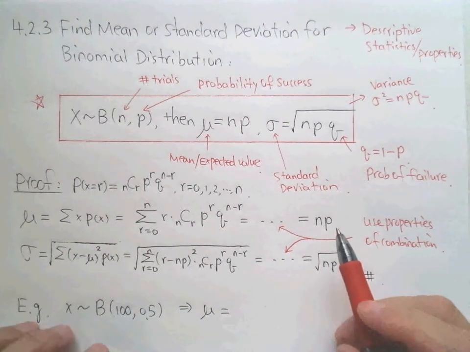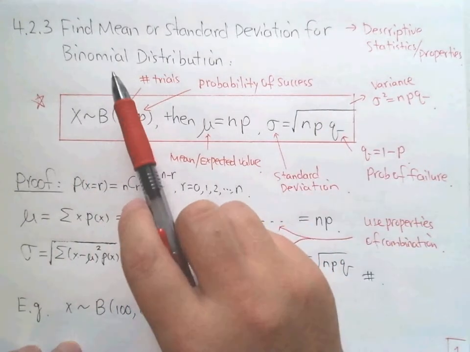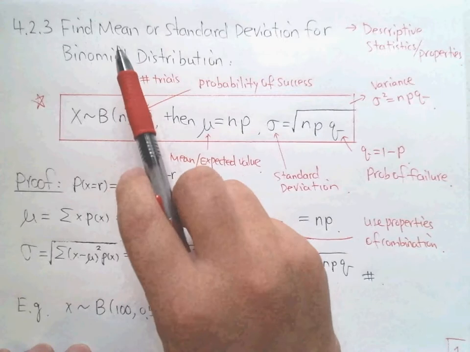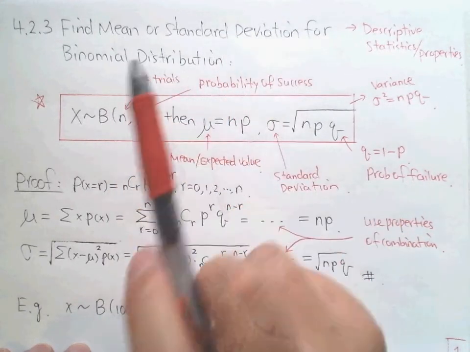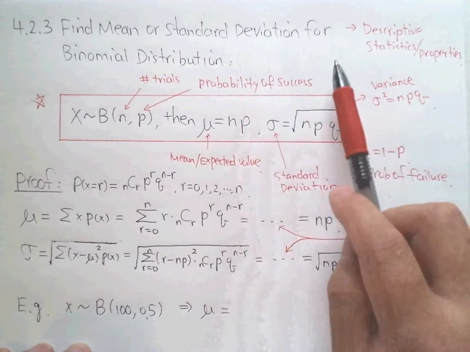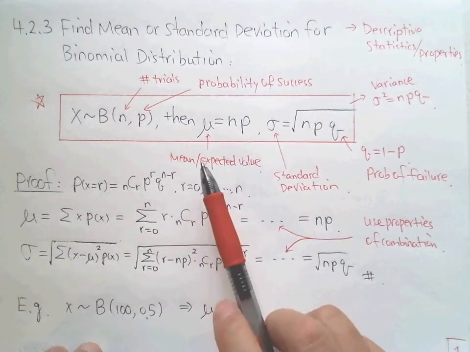In this lecture, I'm going to show you a formula about the mean and the standard deviation for the binomial distribution. This is a very important property for this type of distribution. And here's the summary for the formula.